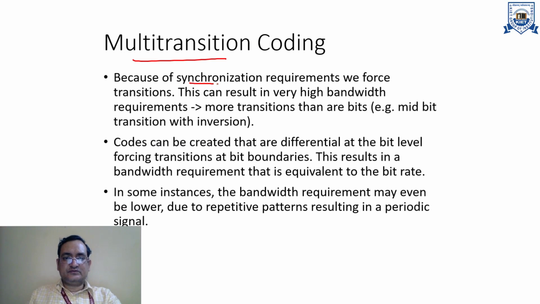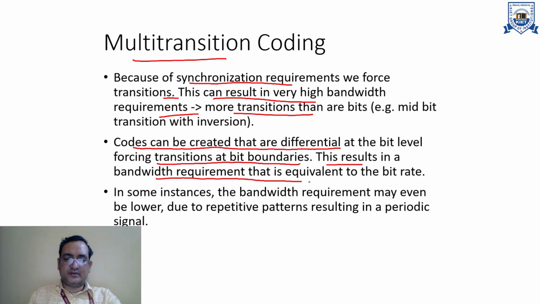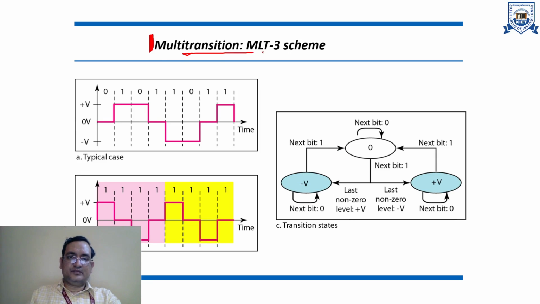Multi-transition coding. Because of the synchronization requirement, we force transitions. This can result in very high bandwidth requirements, more transitions than there are bits in the stream. Codes can be created that are differential at the bit level, forcing transitions at bit boundaries. This results in a bandwidth requirement that is equivalent to the bit rate. In some instances, the bandwidth requirement may even be lower due to the repetitive pattern resulting in a periodic signal. This is an example of the multi-transition MLT3 scheme.